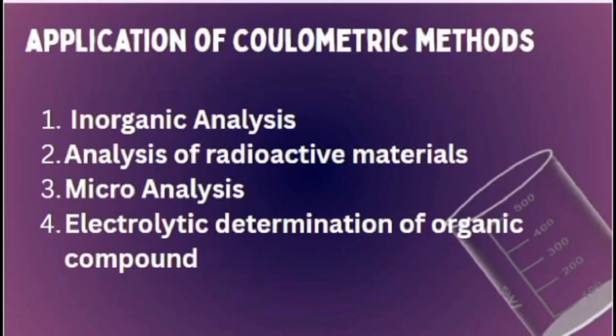So what is the importance? Microanalysis is crucial in fields like forensic science, where only tiny amounts of evidence might be available. Coulometry allows investigators to obtain reliable quantitative results from limited samples, providing crucial information for criminal investigations. For example, determining the amount of a specific drug in a trace amount of blood found at a crime scene.